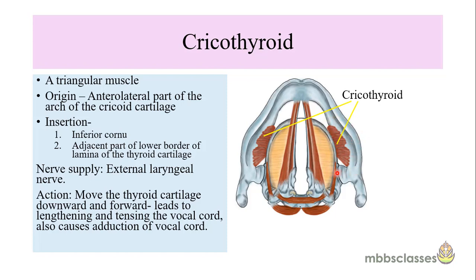This muscle is supplied by the external laryngeal nerve, and you have to remember one more thing. This is the only intrinsic muscle of the larynx that is supplied by the external laryngeal nerve. All other muscles are supplied by the recurrent laryngeal nerve. The action of this muscle is to move the thyroid cartilage downward and forward, which leads to lengthening and tensioning of the vocal cord, and also causes adduction of the vocal cord.